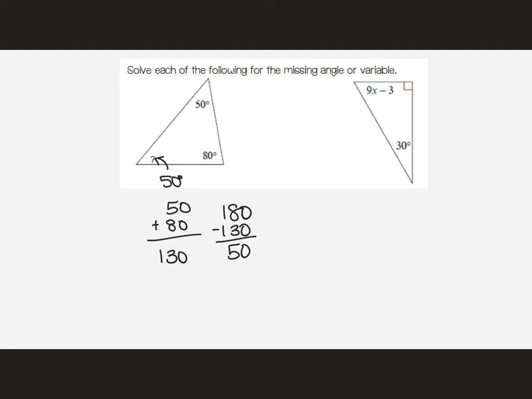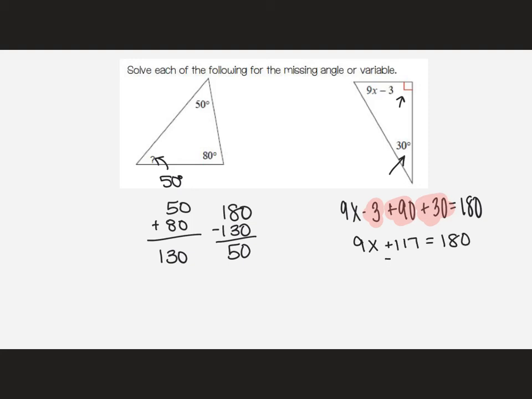In our second example, I know that triangles add up to be 180 again. So I have 9x minus 3 plus this angle of 90 degrees plus 30 degrees equals 180. If I combine my like terms, I have negative 3 plus 90 plus 30. So I would really have 9x plus 117 equals 180. I would subtract 117 from both sides, and I would get 9x equals 63. And when I divide by 9, x equals 7.